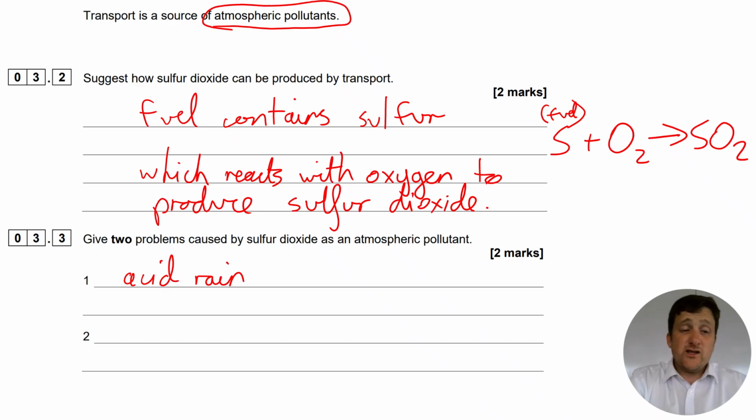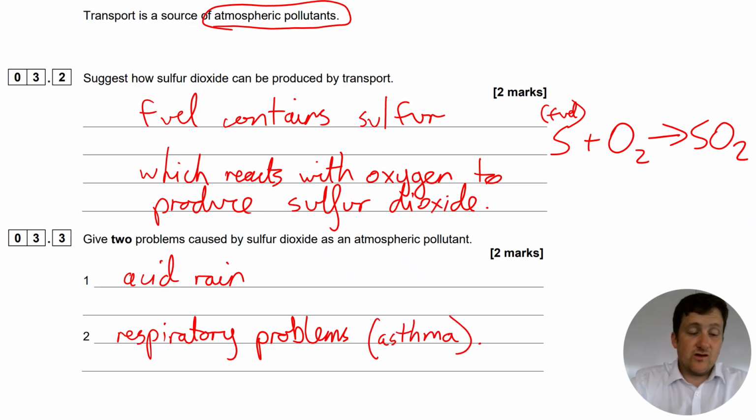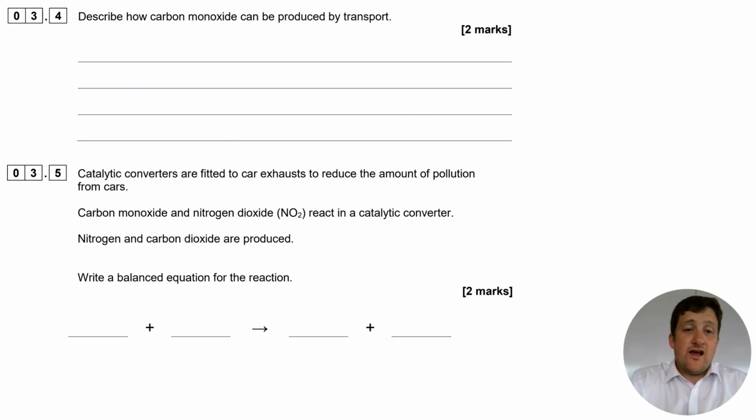You could say a specific problem, it destroys trees through acid rain. It erodes buildings through acid rain. But you've got to talk about acid rain, because that's the important bit. And the other bit, always, we love this, respiratory problems or breathing problems. I mean, we don't love it, obviously, but it tends to be a problem of atmospheric pollutants, they cause respiratory problems. You are allowed to say asthma. Okay, so you can say it increases the symptoms of asthma. That works as well. And then we got another atmospheric pollutant, how carbon monoxide can be produced by transport.